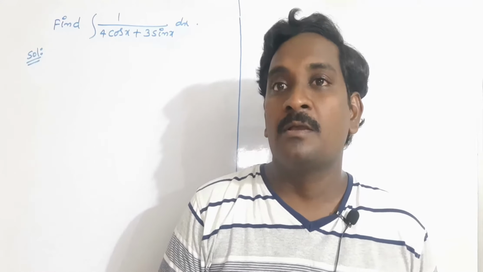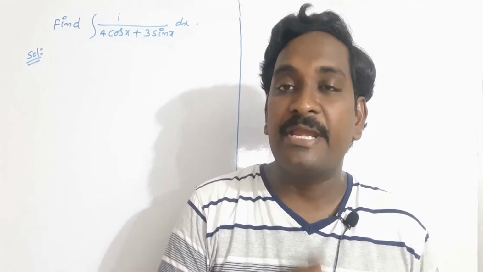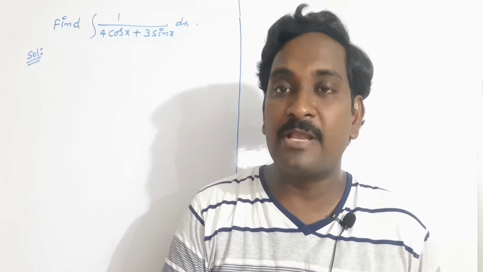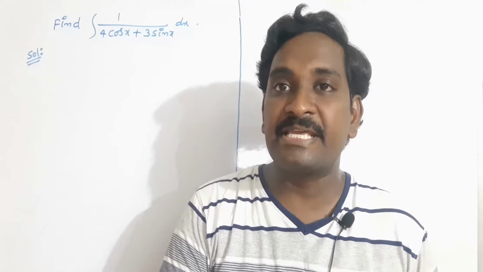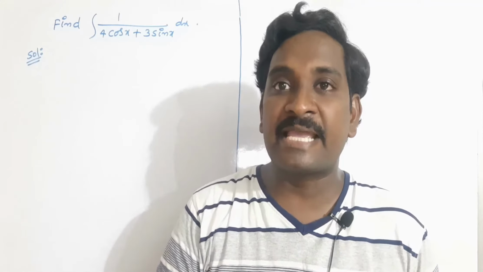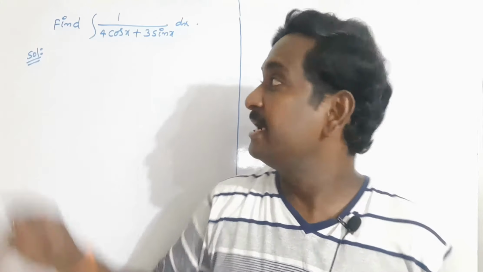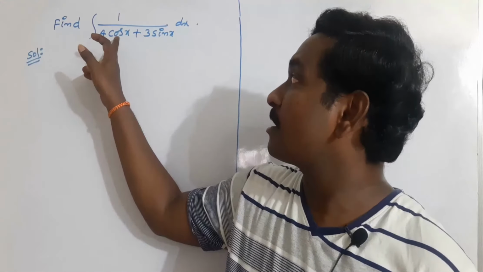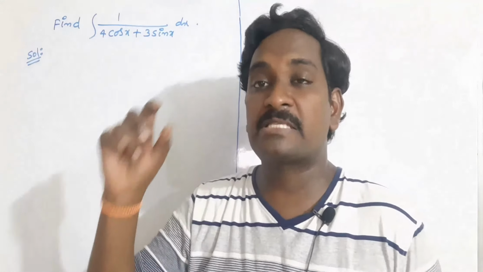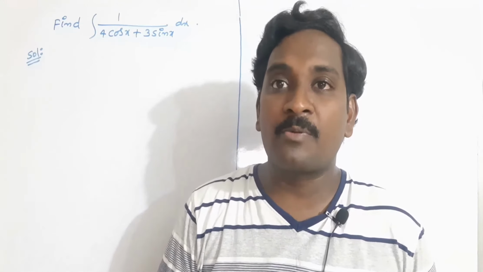In the previous session, we discussed integrals of the form integration of 1 by a plus b cos x dx, otherwise integration of 1 by a plus b sin x dx, otherwise the given integral sometimes comes in the form of integral 1 by a cos x plus b sin x plus some constant c dx. Okay, how can we crack this type of problems?